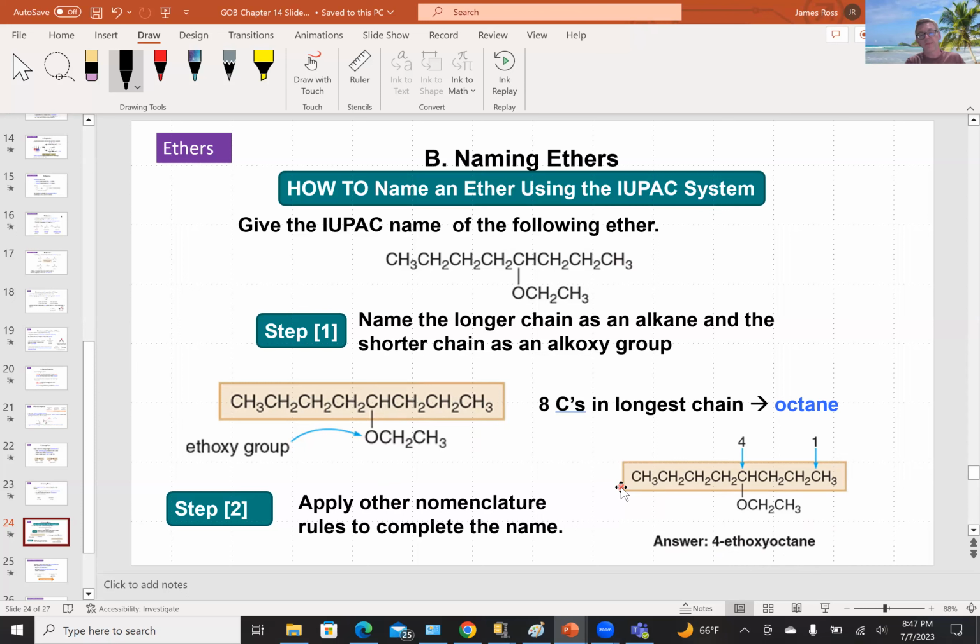But again, we have the simple way. If I now write the simple name, and again, you'll see both, we've got 2 carbons, so that would be ethyl. And then this would just be 8 carbons.